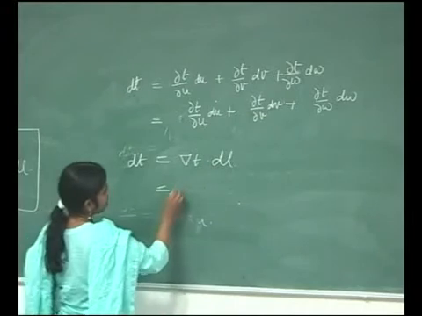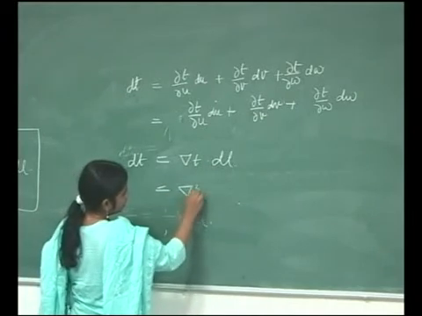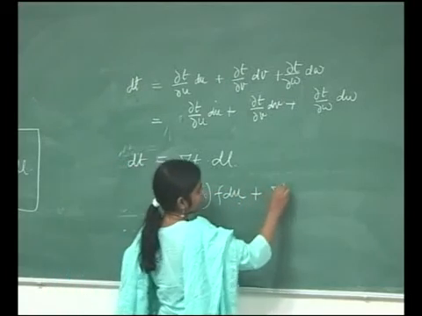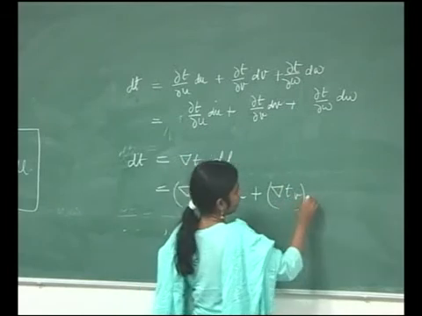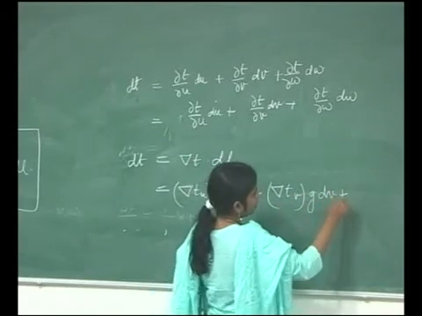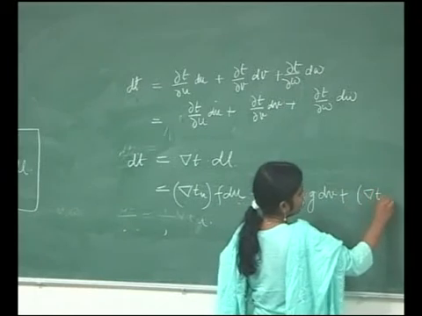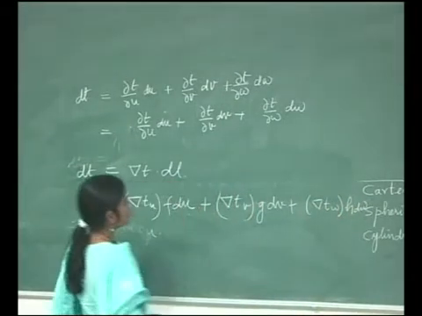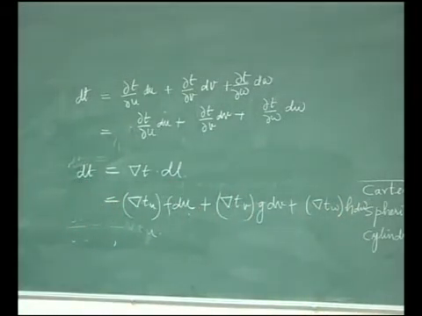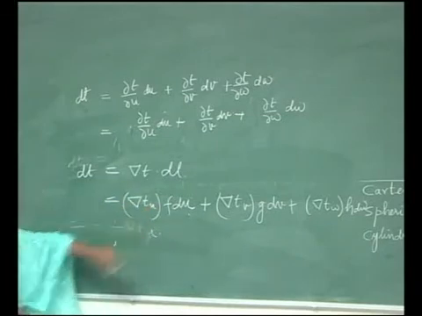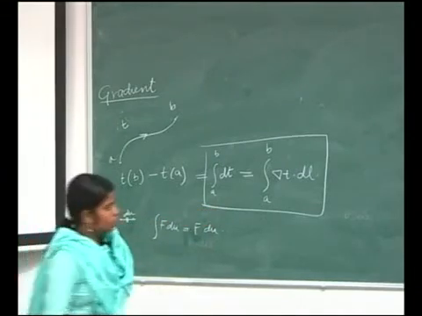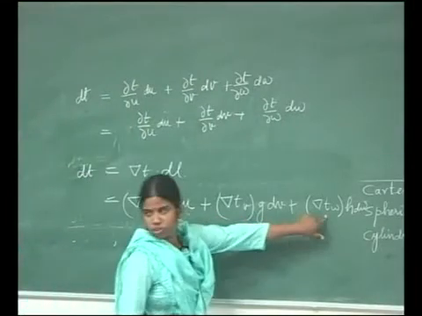Then I will write that this is equal to del t u f du plus del t v g dv plus del t w h dw. Now this is right. I have expanded dl. I am writing dl as f du plus g dv plus h dw, as we just wrote. So we have substituted those terms in place of dl.